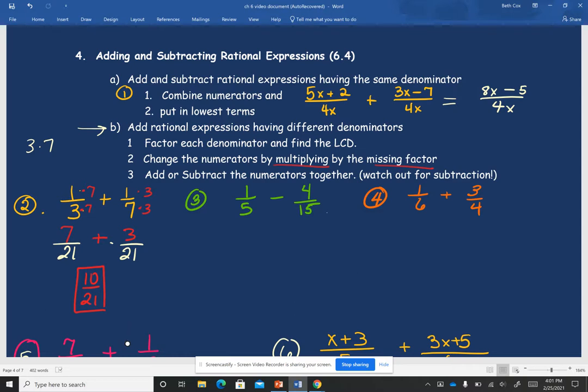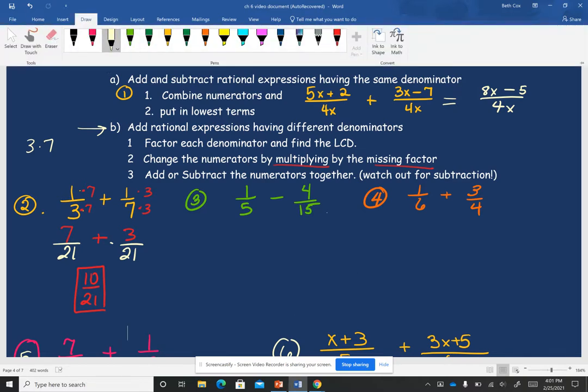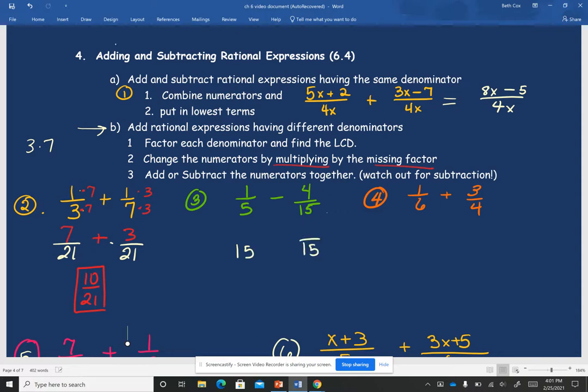Let's do another one. The common denominator of 5 and 15 is 15. So the common denominator is 15. I don't have to change the second one because it already had the denominator I was looking for. But I do have to change the 1/5, and I multiply it by the missing factor. Well, 15 is 5 times 3, so multiply the numerator by 3, and then I can subtract. 3/15 minus 4/15 is negative 1/15.